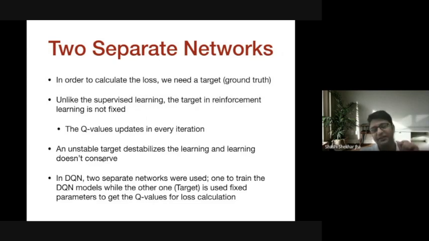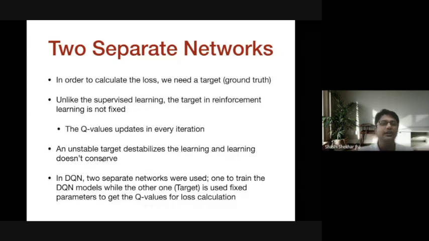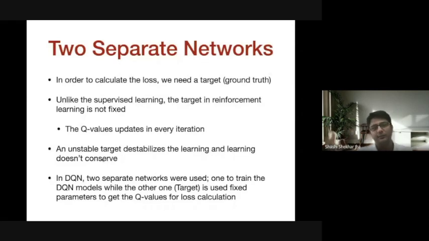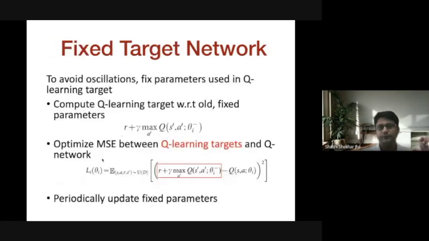However, they did not keep the target always fixed, because initially when you initialize the networks, it's all random parameter values. So they train the learning network for some time, and after 1,000 or 10,000 iterations, they copy all the parameters from the learning network to the target network, and again keep it fixed. So there were periodic updates, not updates to the target network at every iteration, so that you can improve upon the target also. So this is the fixed target network.